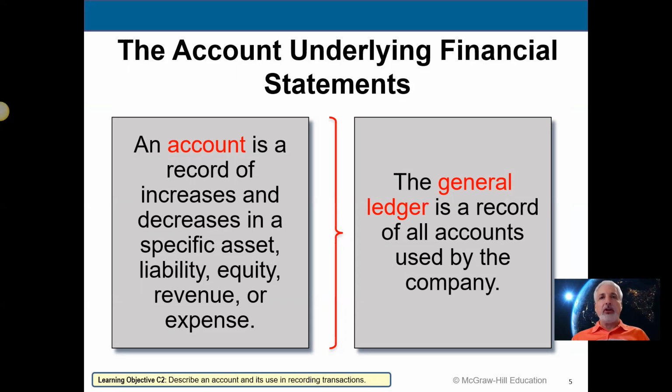Let's take the example of cash. Cash sometimes goes up and sometimes goes down. Accounts payable, sometimes they go up when you owe more money and sometimes they go down when you pay them. As opposed to receivables, they go up when you sell stuff and haven't gotten paid yet, and they go down when you collect the cash. The general ledger records all of the accounts used by the company.